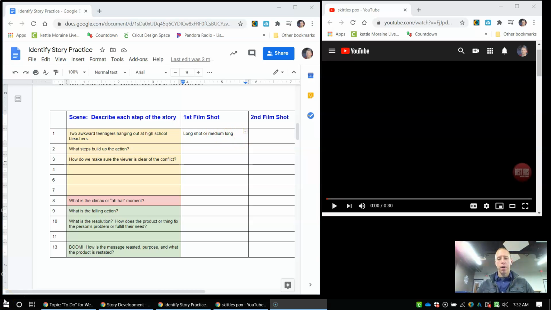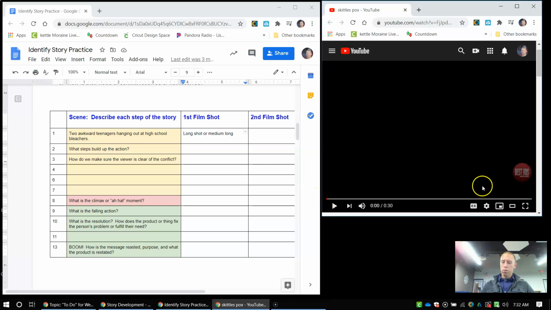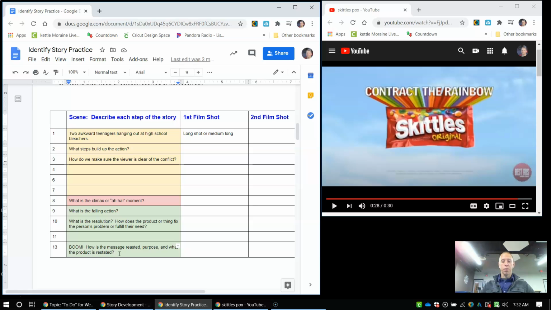Let's start with identifying the easier parts of this story. So we got the beginning identified, some of the rising action. That might be a little bit more difficult to identify, and then maybe the falling action. The ending, that's quite easy for us to identify, so let's do that. How does this commercial end? Notice the message, the purpose is restated, like, we see the product again. So the product, of course, is Skittles, and then they have their slogan.